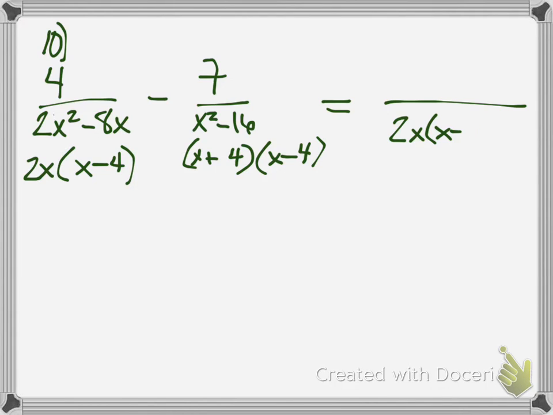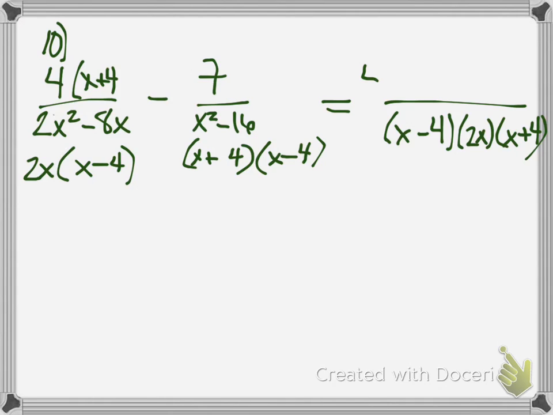Actually, I'm sorry, let's take that back a bit. What do they have in common? They have an x minus 4. Okay, what can I add from the left? I can add a 2x. What can I add from the right? I can add an x plus 4. Now, that means technically I should multiply this one by x plus 4. That would give me 4x plus 16.